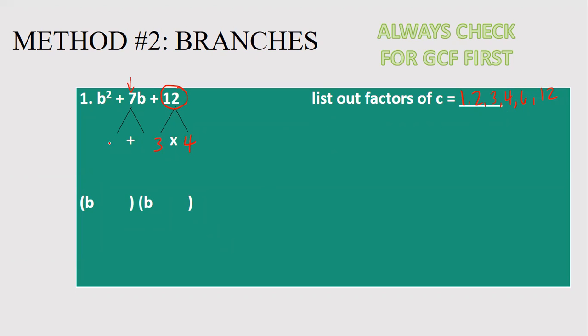So I'm going to check it. 3 times 4 is 12. 3 plus 4 is 7. Awesome. So my factors are B plus 3 and B plus 4. And that's it. Did I put an X? Oh, because I told myself to switch the B's to X's and I didn't on your notes.